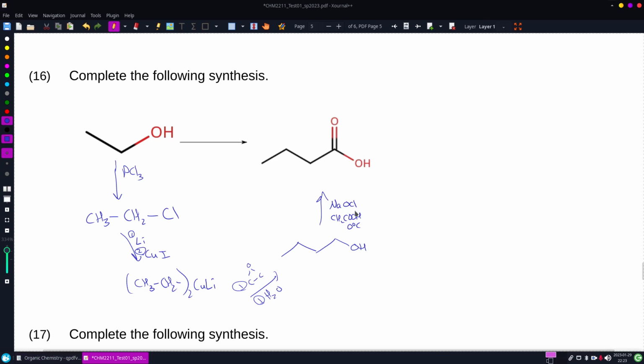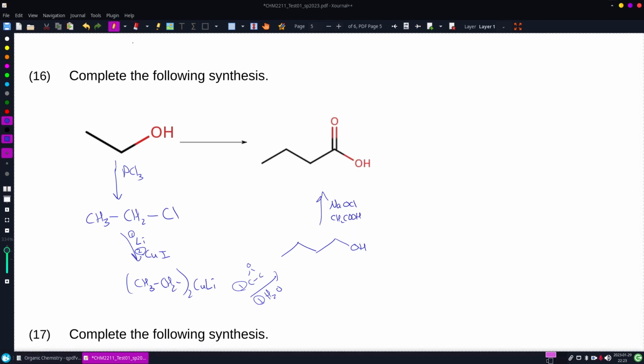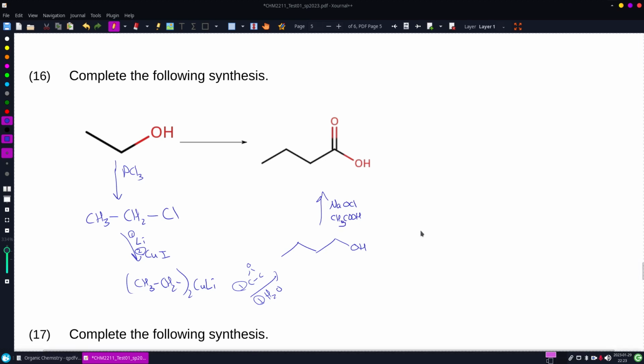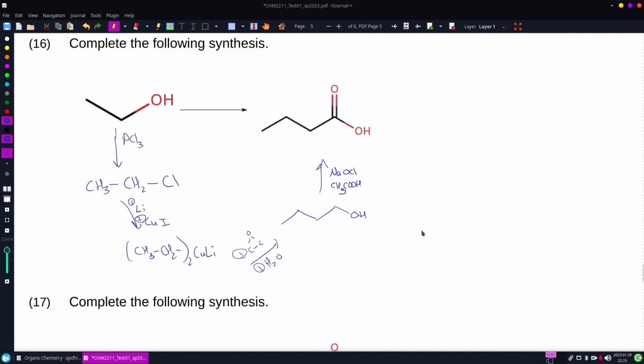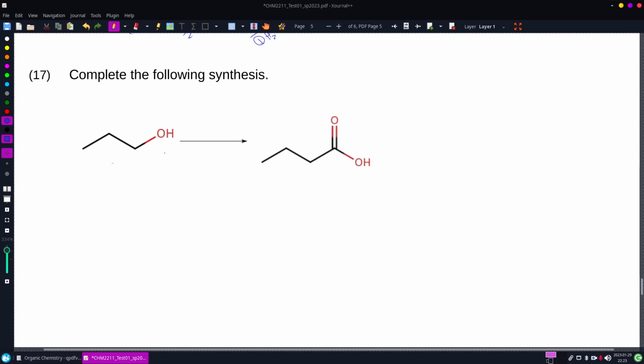But I'm going to take that temperature off. Give it a little more heat, just a little bit more, and it'll continue to oxidize. That should be a CH3. All right, number 17. This one's a little bit easier because it's related to just our chapter, because we have three carbons and we want four carbons and an OH.